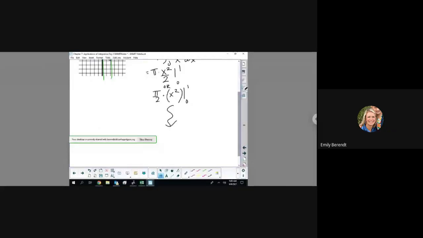Power rule it. x squared over 2, evaluated from 0 to 1. You get the 2 in the denominator, or if you wanted, you can put pi over 2 in front. That's the algebra, it doesn't matter. And then that one would just be pi over 2 cubic units.